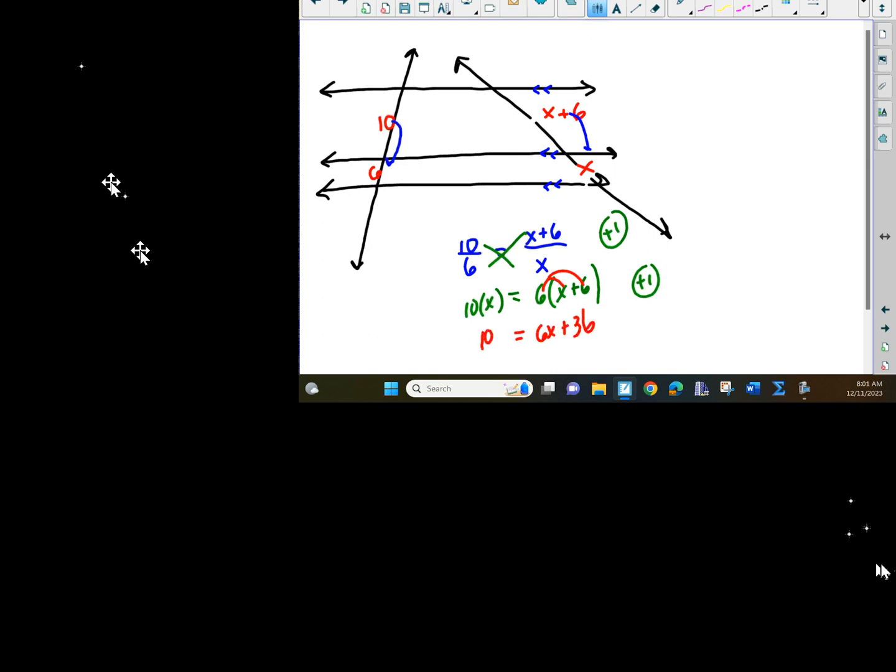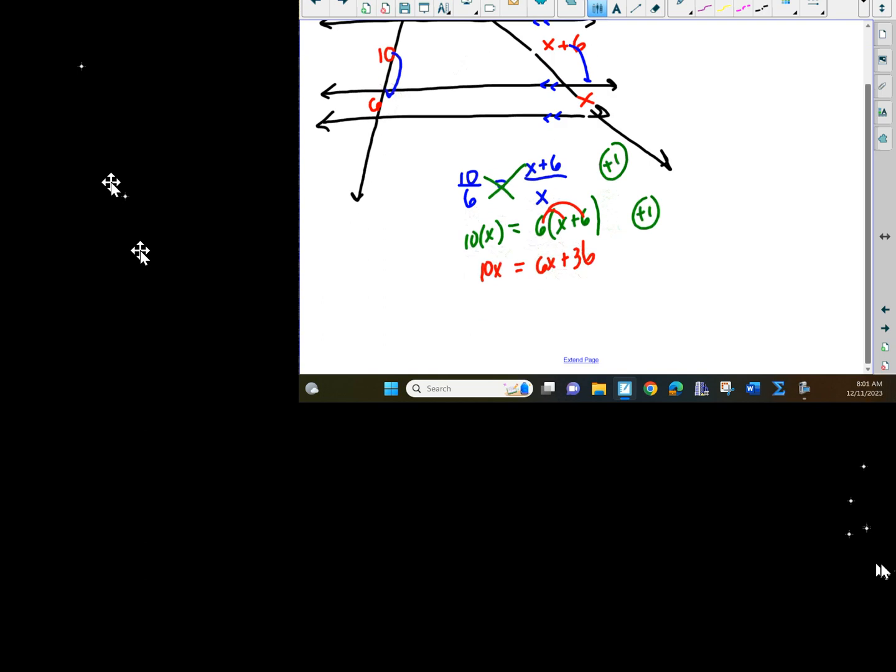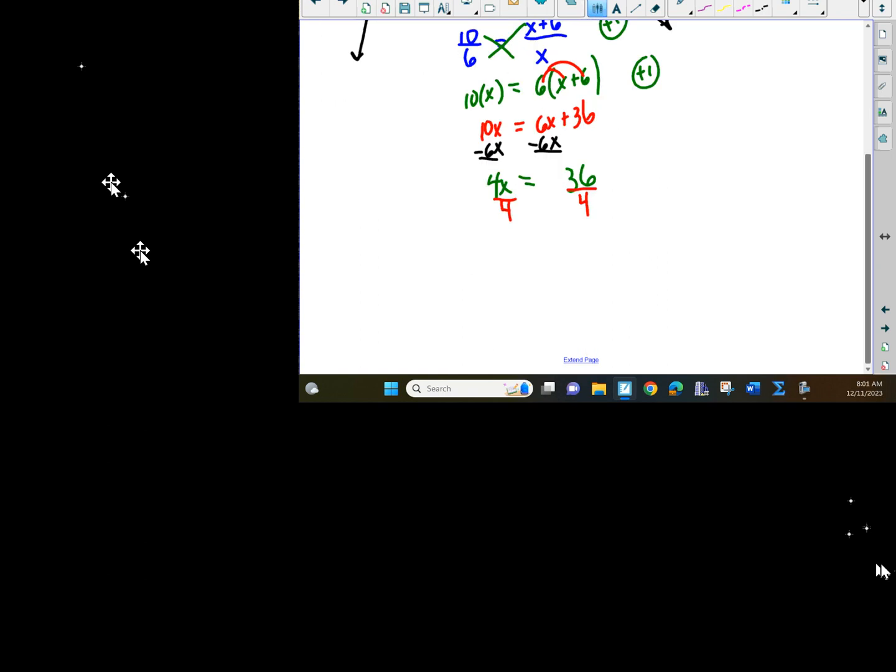Now remember, as always, it's a quiz as is, so work is expected when doing it. Subtract 6x from both sides because we want to combine our x's to one side. I get 4x equals 36. When I divide by 4, I come up with x equal to 9.